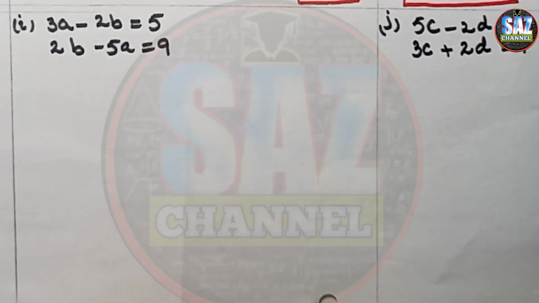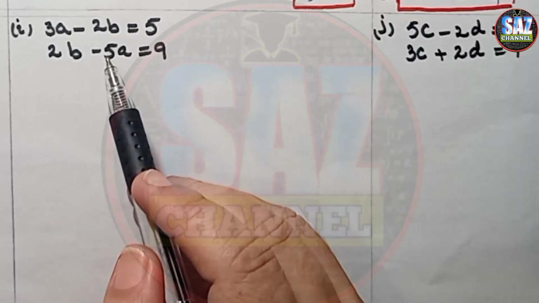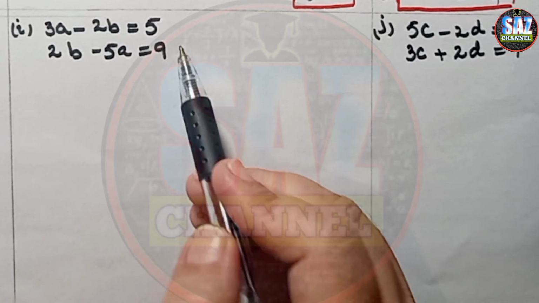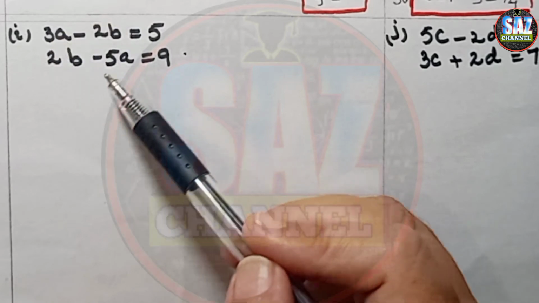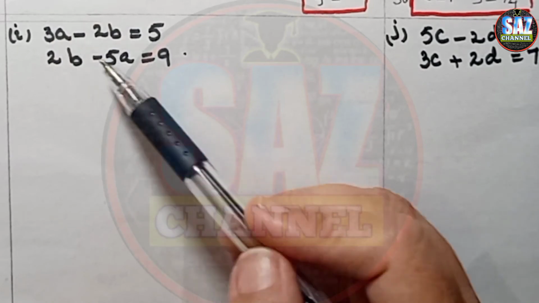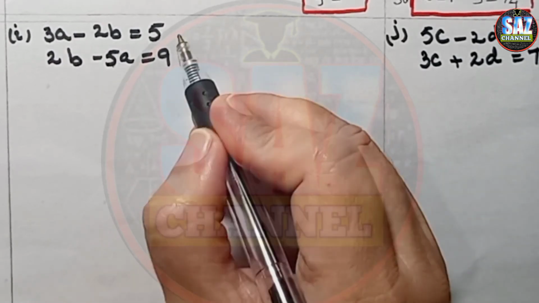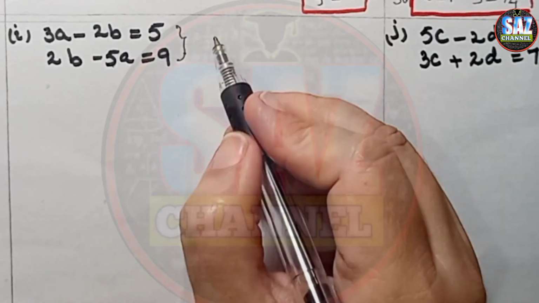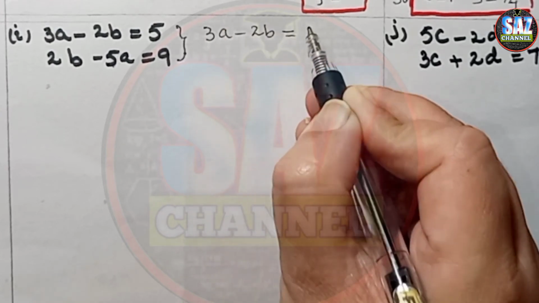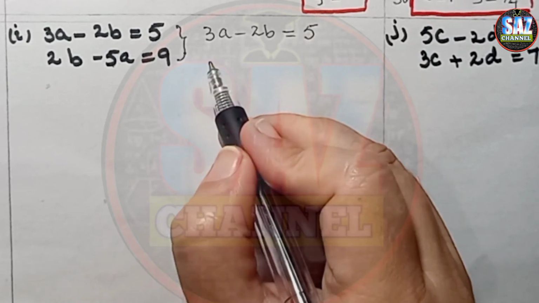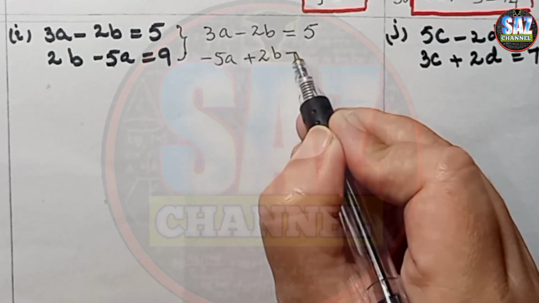The next question is 3a minus 2b equals 5 and 2b minus 5a equals 9. If we look at both the equations carefully, the left hand side is not arranged properly, like a term is not written under a term. So first we have to rearrange both the equations. When I rearrange, the equations take the form 3a minus 2b equals 5, and minus 5a plus 2b equals 9.